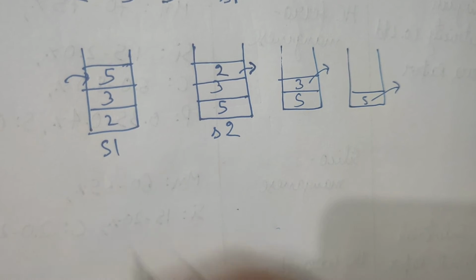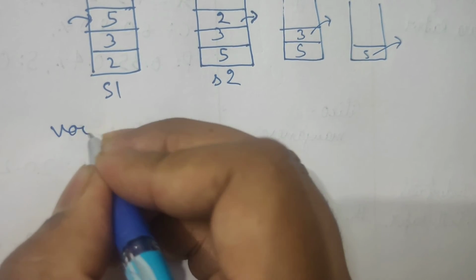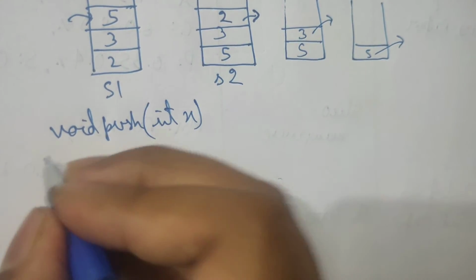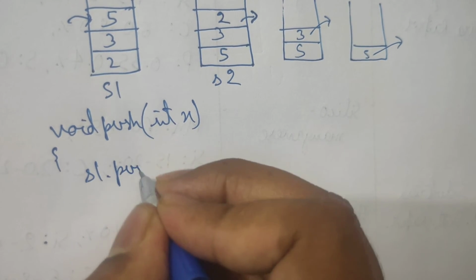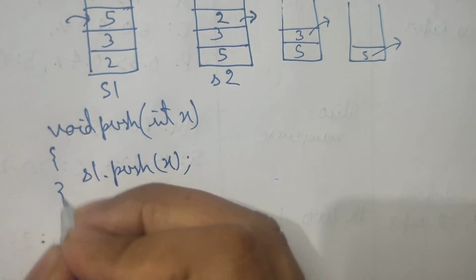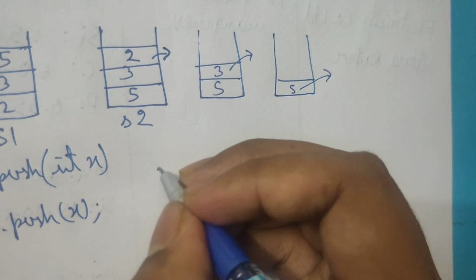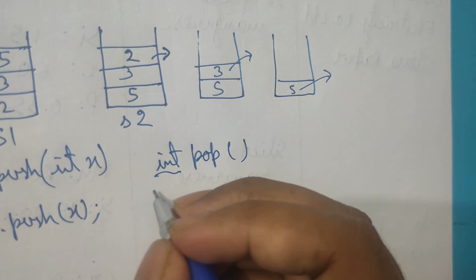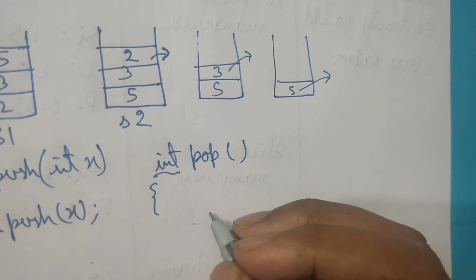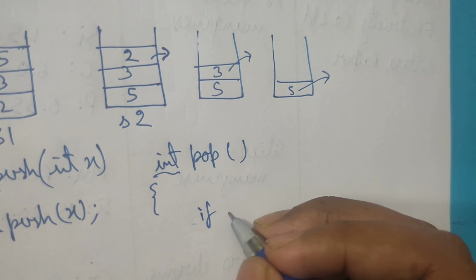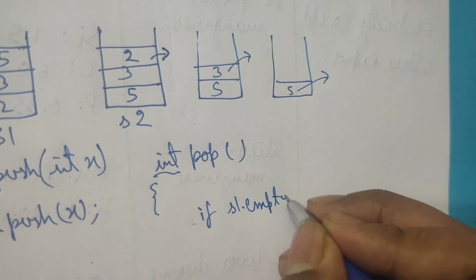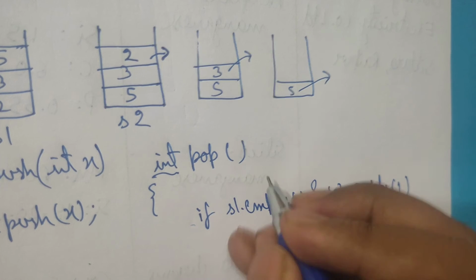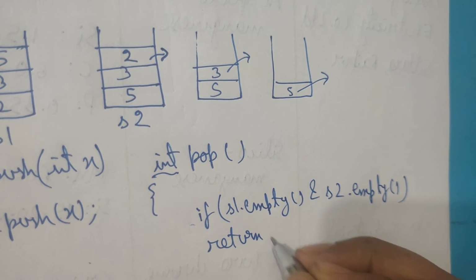Now for writing the code. For the push operation, suppose an x is given, we will just push the element into the stack S1. For the pop operation, we take an int because we have to return something. First we check if both stacks are empty, if stack S1 is empty and stack S2 is empty, then we just return -1.